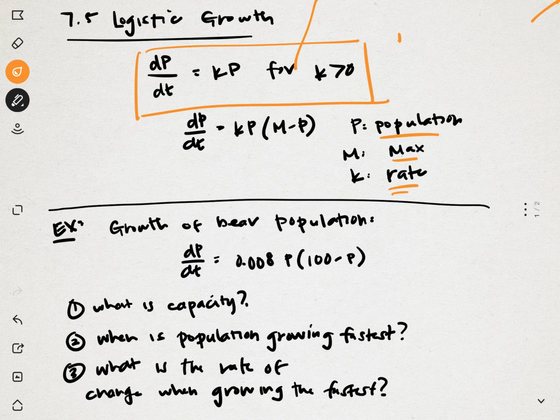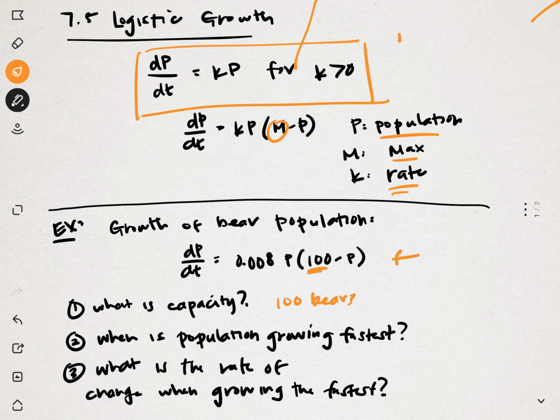All right, so for the example we're looking at here, we're showing the growth of a bear population. It says dP/dt, the derivative of the population with respect to time, is 0.008 P times the quantity 100 minus P. Just from the equation given, we can determine three things. First, what is the capacity? Notice the M minus P. So the maximum amount of bears we can have is 100 bears. We're just identifying the M.